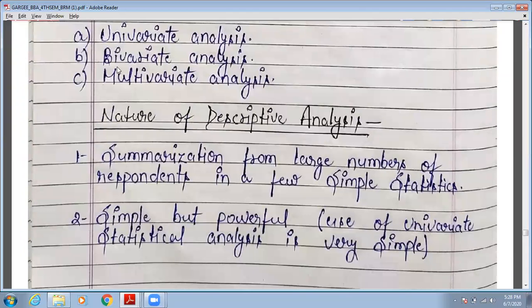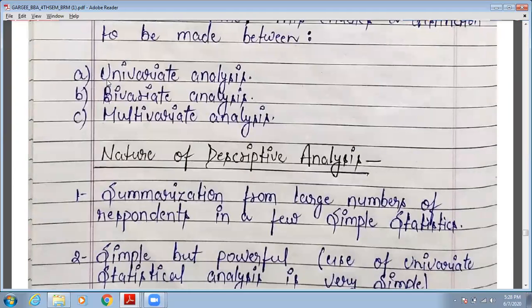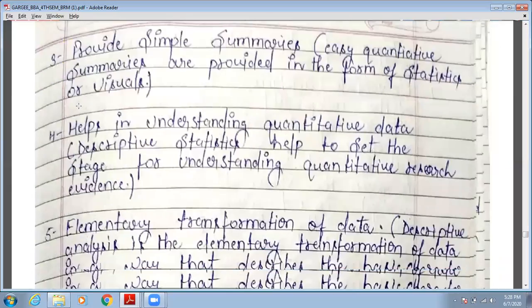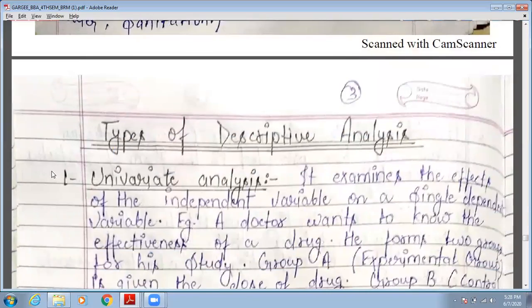Okay. Now we will discuss the types of descriptive analysis, or the techniques used in descriptive analysis: univariate, bivariate, and multivariate. But only the first two are relevant for your syllabus. Multivariate analysis is not in your syllabus. Okay. So we will discuss these two types of analysis only. Let's discuss the types or techniques of descriptive analysis.